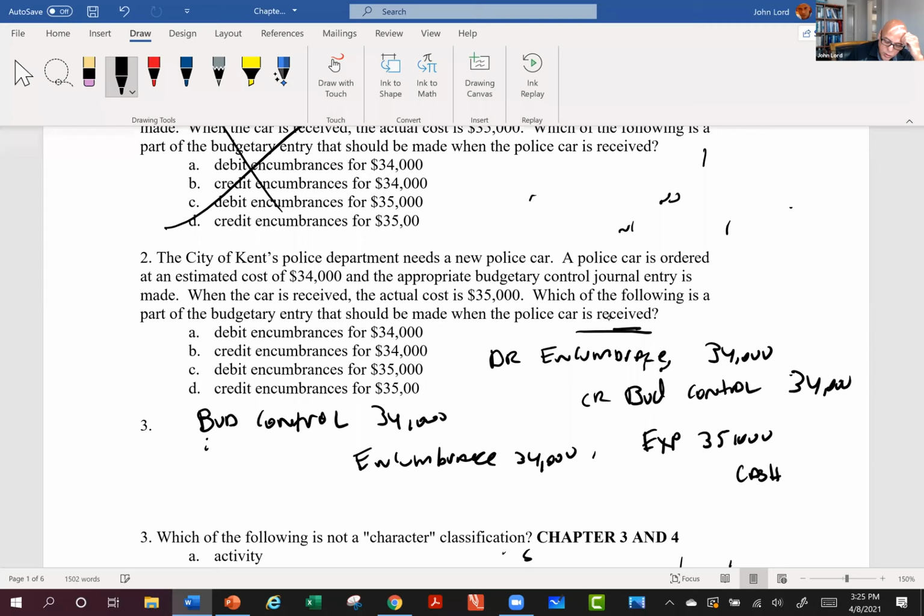So I think it's helpful, particularly in these questions where you have the budgetary entry, the reversal of the budgetary entry, and the setup of the actual expenditure, that you go ahead and make the whole journal entry, even though the question isn't asking you that, when you're taking your midterm, because then it is easier to look at the choices and see: well, did I debit encumbrances for $34,000 when the police cars arrived? No. Did I credit encumbrance for $34,000 when the police cars got here?